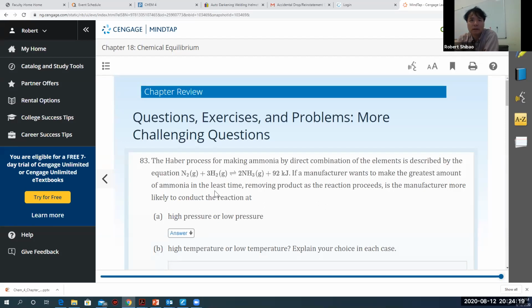Anyway, the Haber process for making ammonia by direct combination of the elements is described by the equation N2 + 3H2 yields 2NH3 + 92 kilojoules. If a manufacturer wants to make the greatest amount of ammonia in the least time, removing product as the reaction proceeds, is the manufacturer more likely to conduct the reaction at high pressure or low pressure? And so, what do you think? High pressure or low pressure is better for this one?